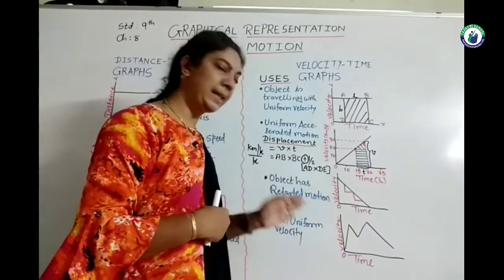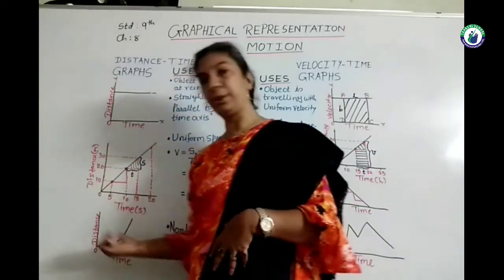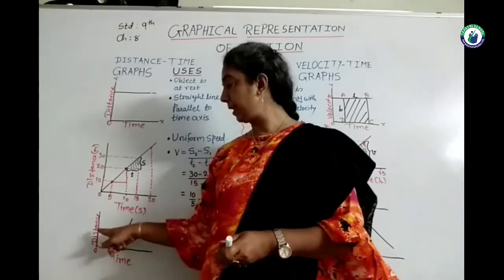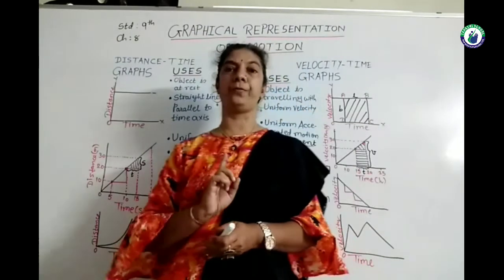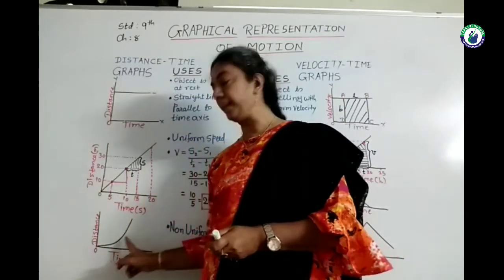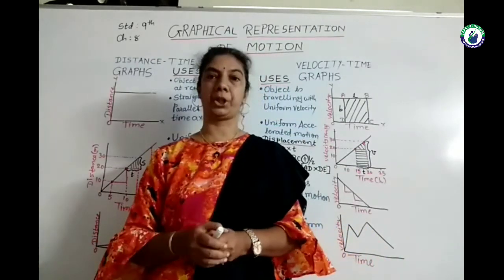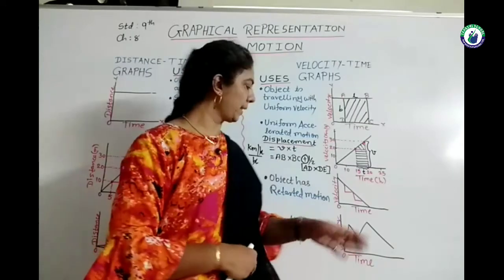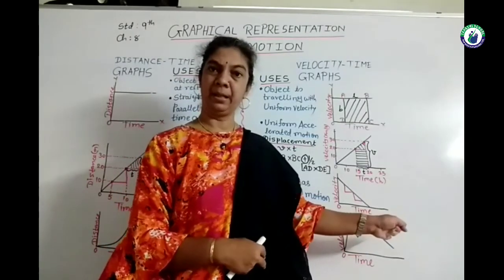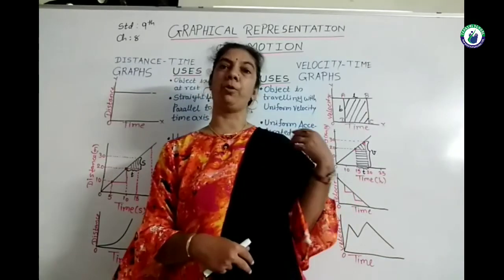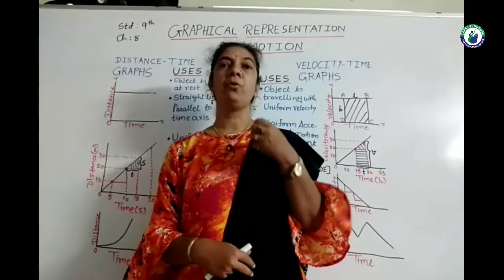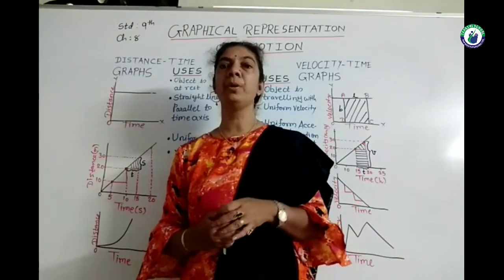And last, the easiest graph for both the shapes. This represents the non-uniform speed of the object. This shape is known as a parabolic shape. And this kind of zigzag line also gives the information that the object is traveling with non-uniform motion.